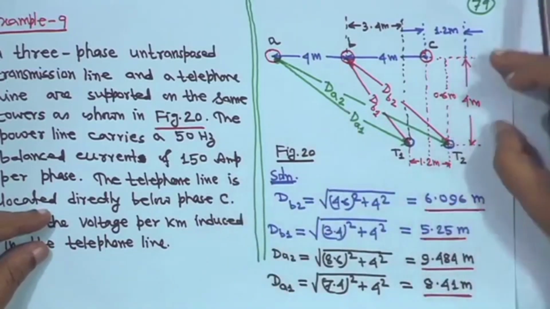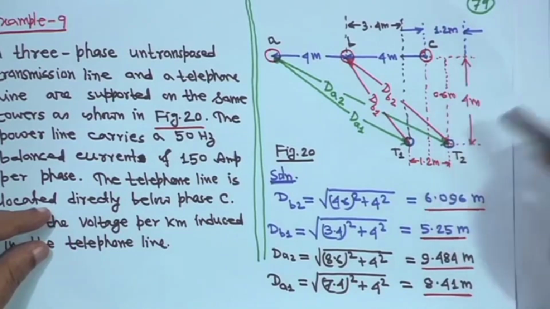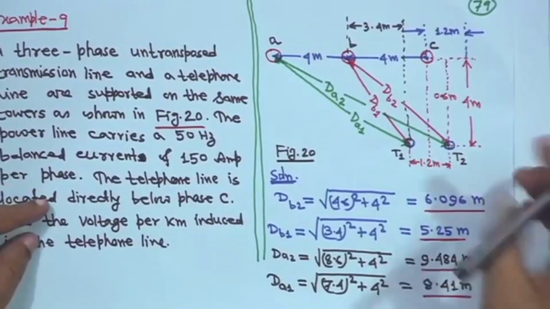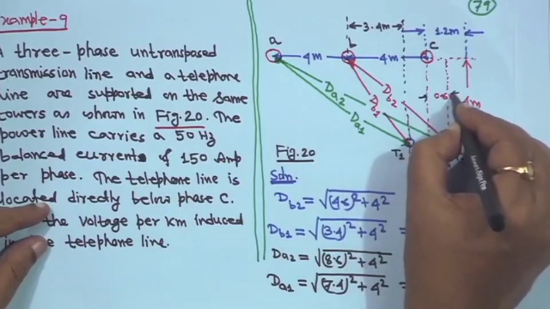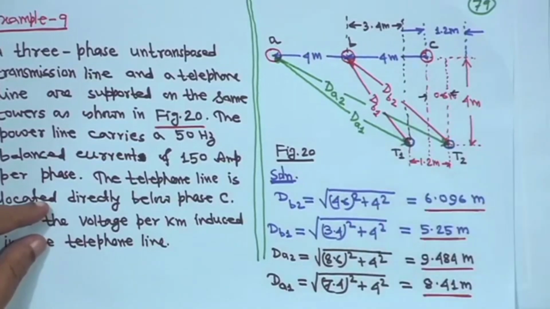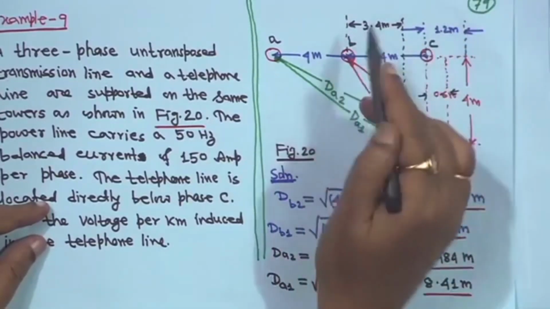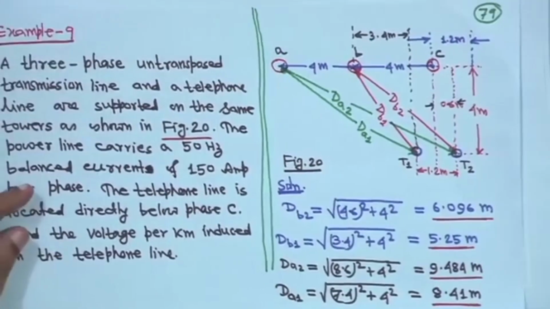Right. So, here to here the distance is given as 4 meter. This 0.6 meter is given, so naturally this distance will be 4 minus 0.6, that means it is 3.4 meter. Because you have to calculate dA1, dA2, dB1, dB2.